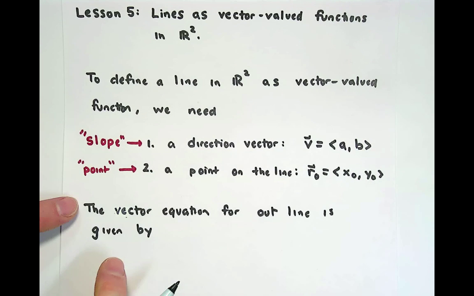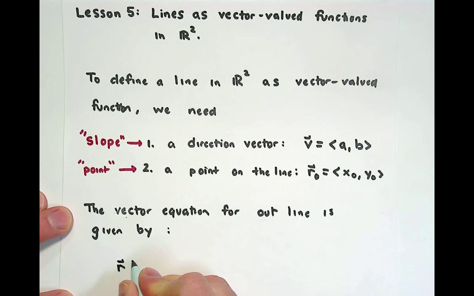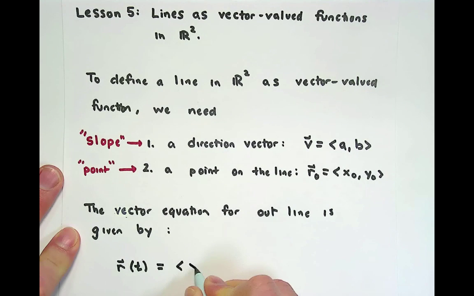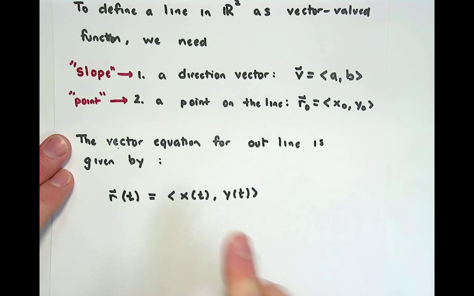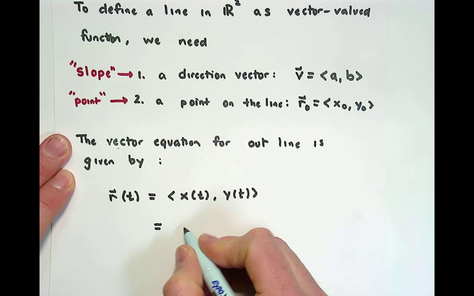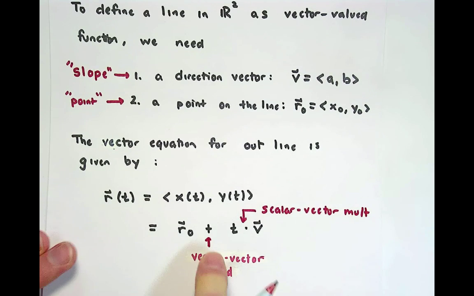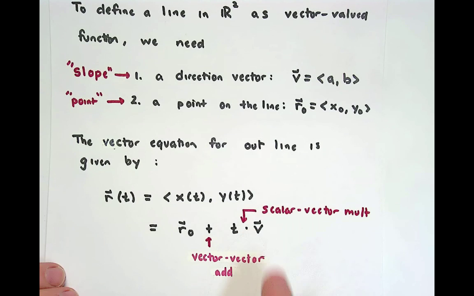Then we say that the vector equation for a line is given by r of t, a vector valued output, which has two components, x of t, y of t. And these two components come from scalar vector multiplication and vector-vector addition. Here we have vector-vector addition. Here we have scalar vector multiplication.